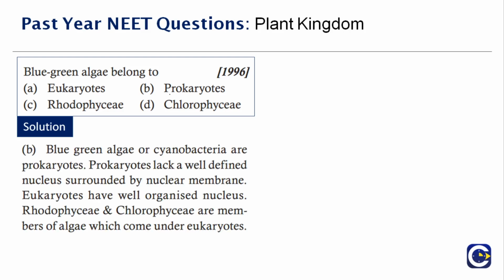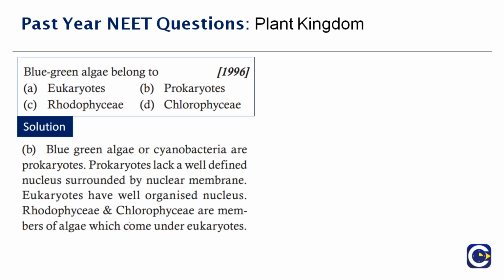Why? See, blue-green algae is also called cyanobacteria. The other name for blue-green algae is cyanobacteria, and they are usually prokaryotes. As you all know, prokaryotes lack a proper cell membrane or a well-defined nucleus. But if you compare it with eukaryotes, eukaryotes will have a well-organized nucleus.